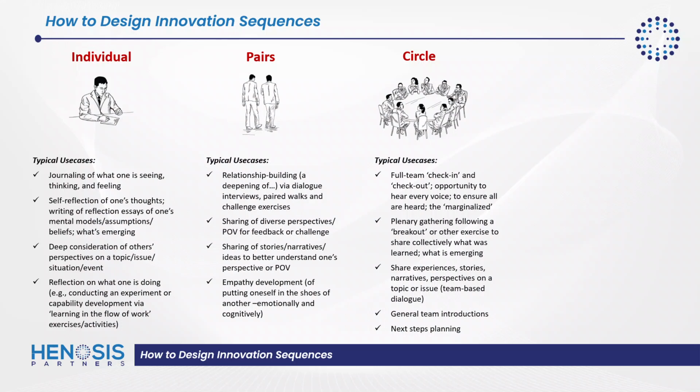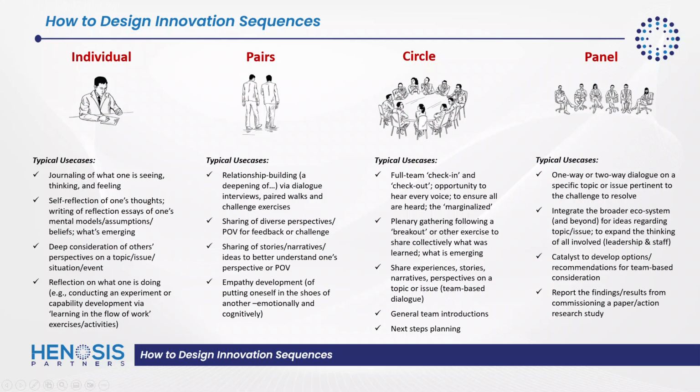Some of the typical use cases include doing a full team check-in or checkout. It's an opportunity to hear every voice to ensure that all are heard, including the marginalized. Bringing people together in the form of a circle or in the plenary is very common following a breakout type of exercise, where we are now asking individuals to share collectively what was learned, what was emerging for the group. It's an opportunity for all to share their experiences, their stories, their narratives, their perspectives in the whole on a particular topic or issue. And the other use cases for circle include doing general team introductions, and at the end of a dialogic-based event, doing some next steps planning.